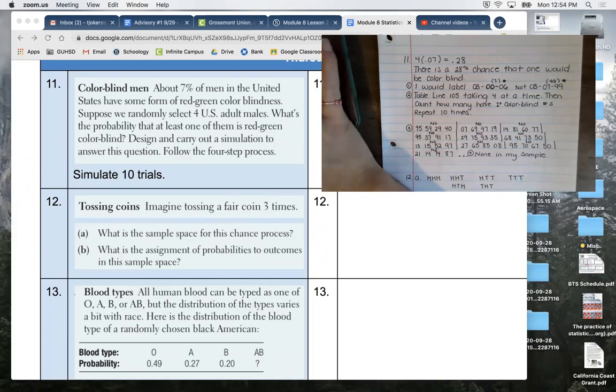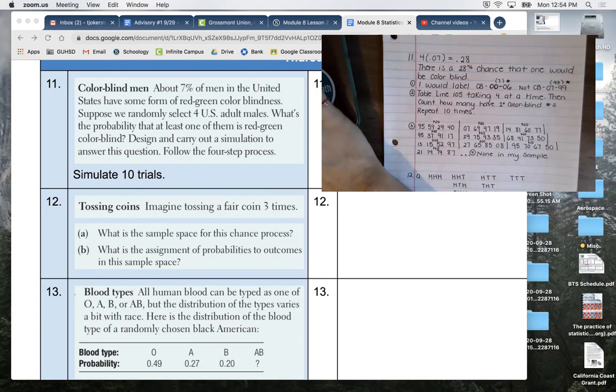the way that I'm going to simulate it is this way, and you don't need to have this first part, but this is how I would simulate it. And I want you to do 10 trials. So a simulation would look like this. I would label the colorblind 00 to 06. That's 7 numbers. And then I would number the not colorblind 07 through 99. That's the other 93 numbers, or 93% that are not colorblind.